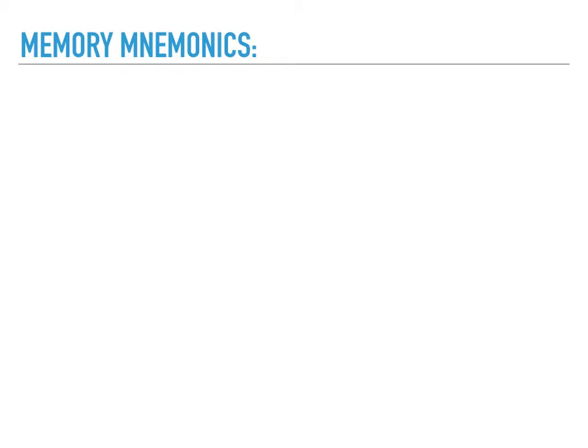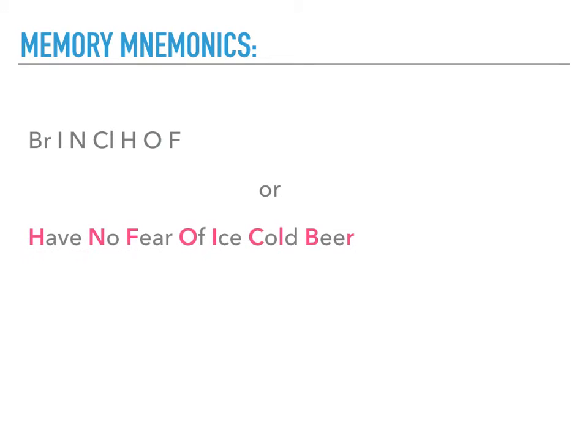A few ways that you can remember these diatomic molecules is with 2 memory mnemonics. The first one is more common and is Brinkelhoff, which stands for bromine, iodine, nitrogen, chlorine, hydrogen, oxygen, and fluorine. Or you could use the sentence, have no fear of ice-cold beer.